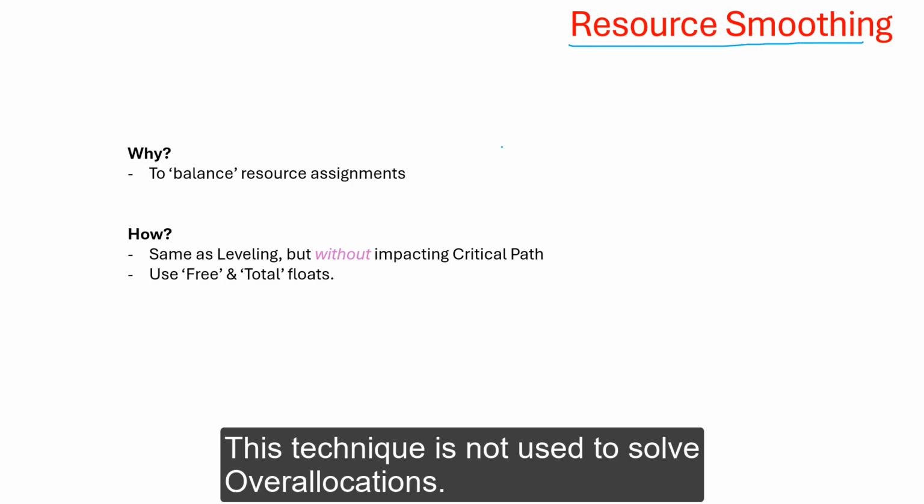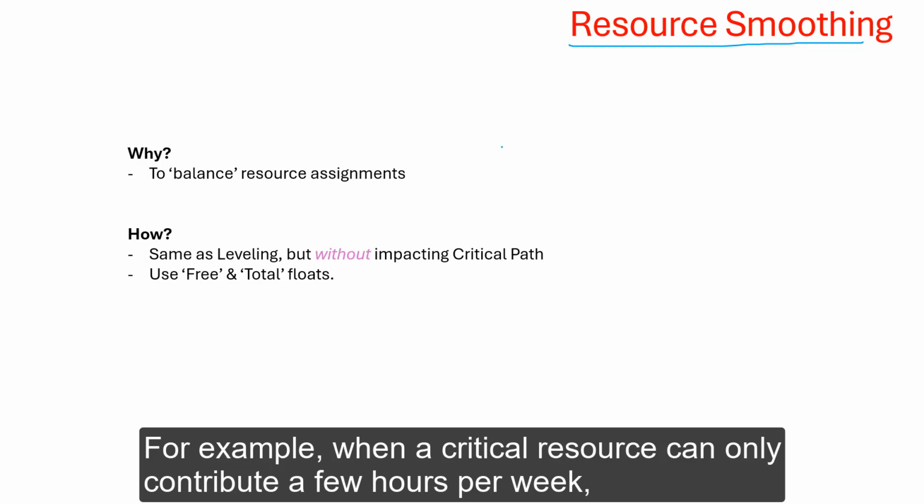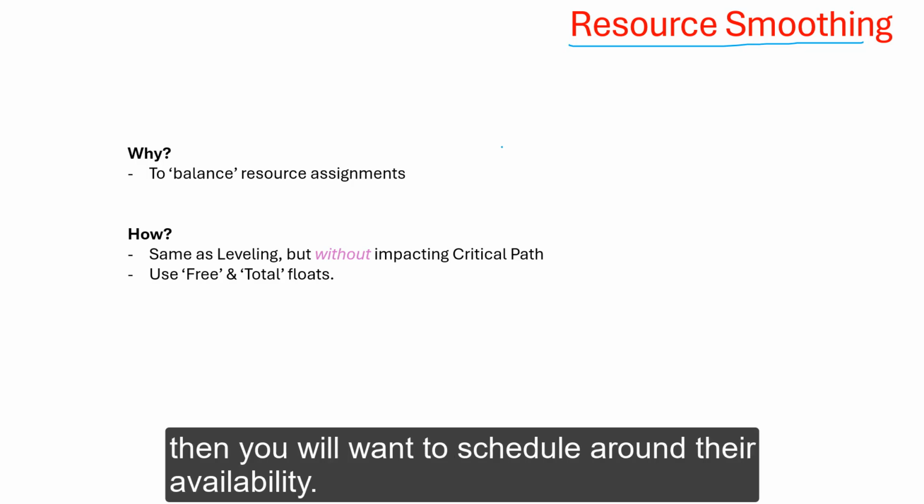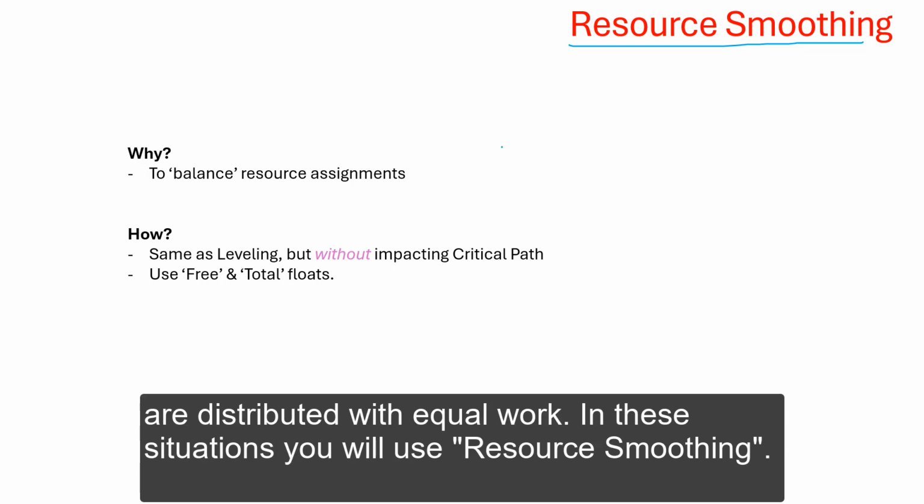This technique is not used to solve overallocations like in the previous technique. Rather, this technique is used in situations where resources have predefined assignment limits. For example, some contractor working 10 hours a week, some such situation. Another example is when a critical resource can only contribute a few hours per week, then you will want to schedule around their availability. Another situation is when you want to ensure your team members are distributed with equal work. In these situations, you will use resource smoothing.